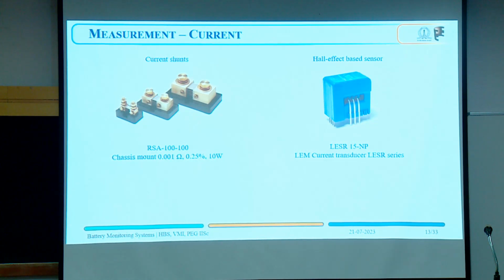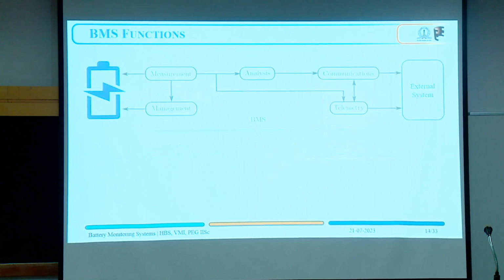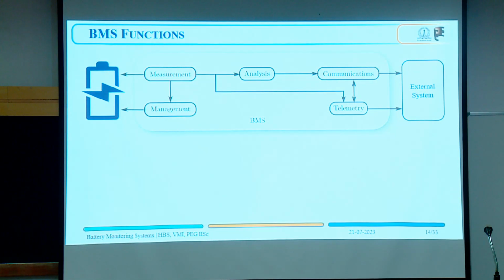There are chassis mount packages available also. Then this is a LEM current transducer, which is a Hall effect sensor. These are the terminals. The current will flow from this side to that side or the other way around, and accordingly here are the signal pins which will generate the voltage proportional to that current. This is a part number known as LESR 15 NP. Accordingly we have 6, 25, 50 NP, all those current transducers. Now we have looked at the measurements.